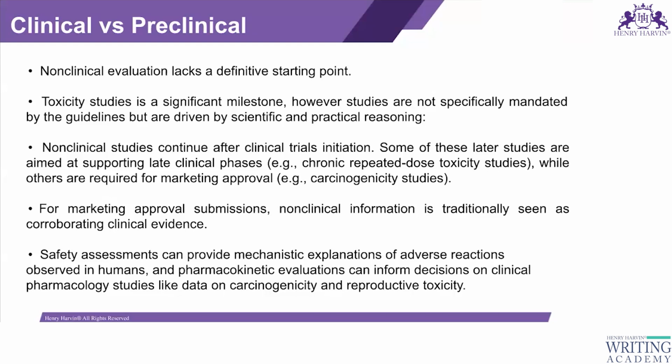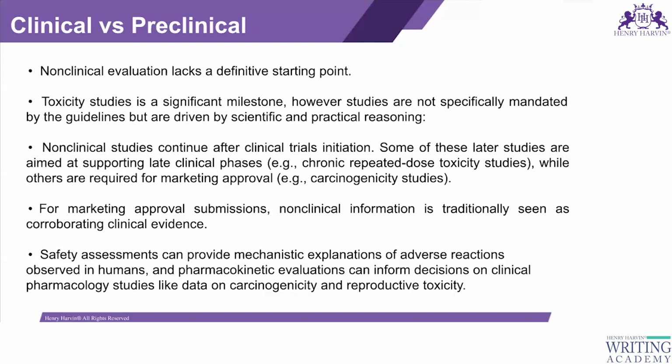So the non-clinical studies continue after clinical trial initiation, and these studies are aimed at supporting late clinical phases, for example, chronic repeated dose toxicity studies. Here the dose of the drug used is slightly higher to see the effect of the drug. When these carcinogenicity and chronic repeated dose toxicity studies are conducted, simultaneously the phase 1 clinical trials with a very low population can also start. For marketing approval submissions, non-clinical information is traditionally seen as corroborating the clinical evidence.